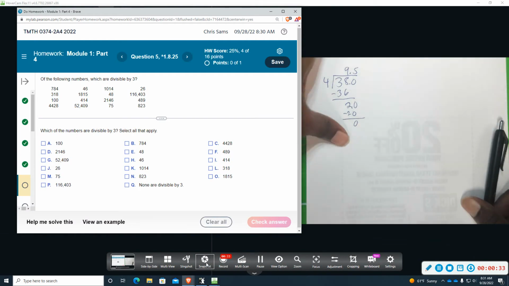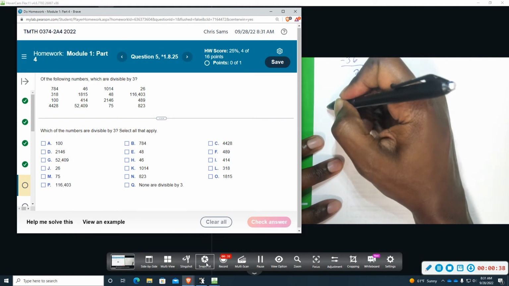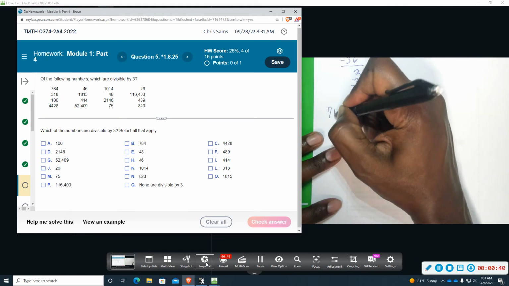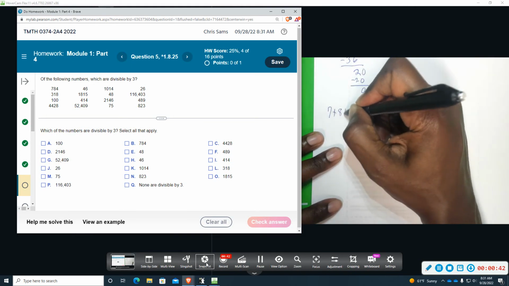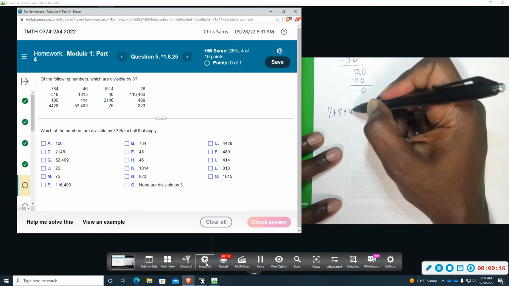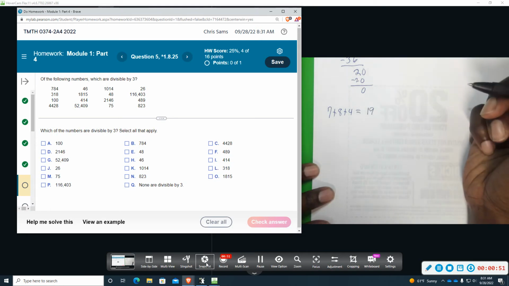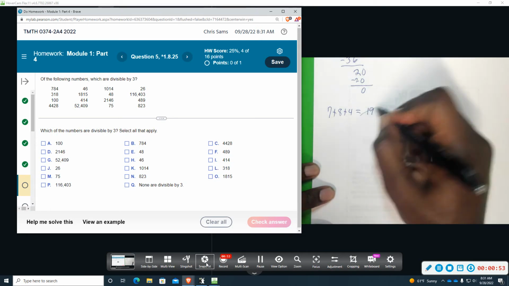So what that means, I'm just going to take the first number, 784. I'm going to do 7 plus 8 plus 4. That gives me 15, 19. So 19 is not divisible by 3, so neither is 784.